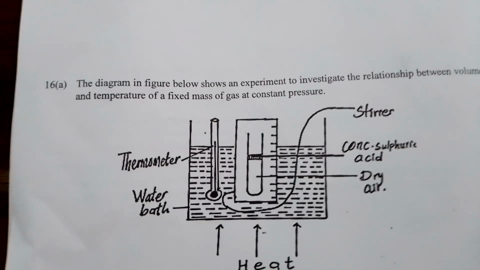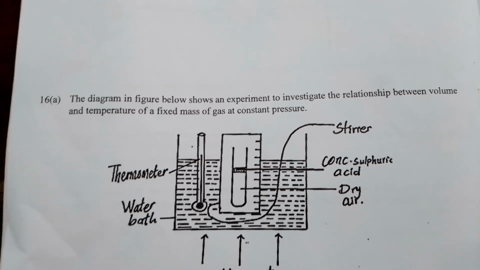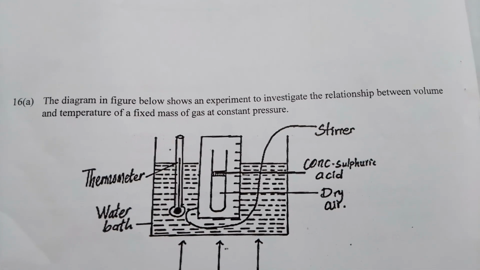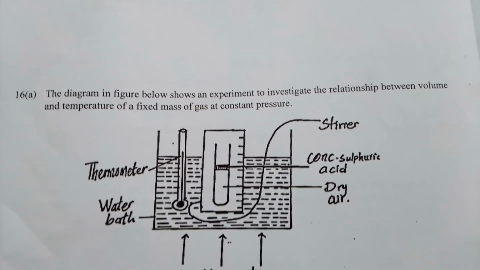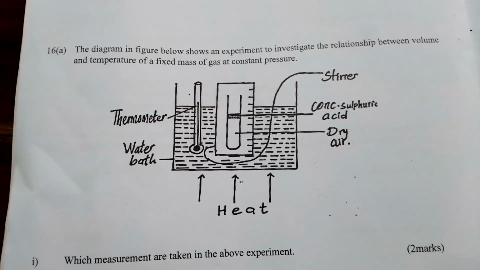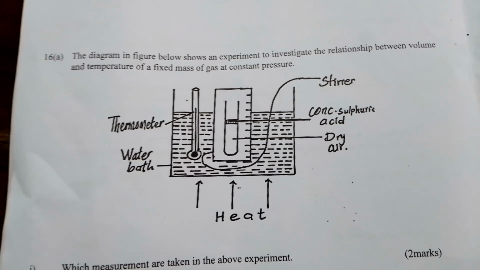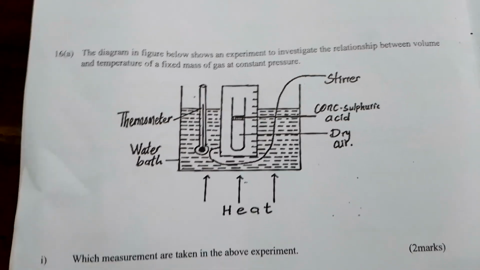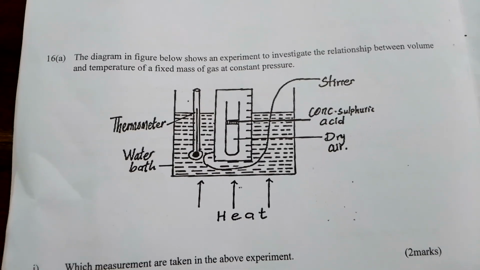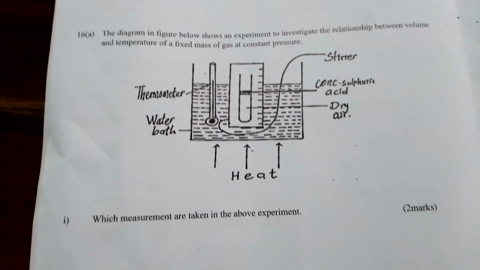And then last but not least, question 16a. The diagram in the figure below shows an experiment to investigate the relationship between volume and temperature of a fixed mass of a gas at a constant pressure. So that is the diagram. We have the thermometer, water bath, the stirrer, the concentrated sulfuric acid, and then the dry air. Then heat is applied at the bottom, as you can see in that diagram.